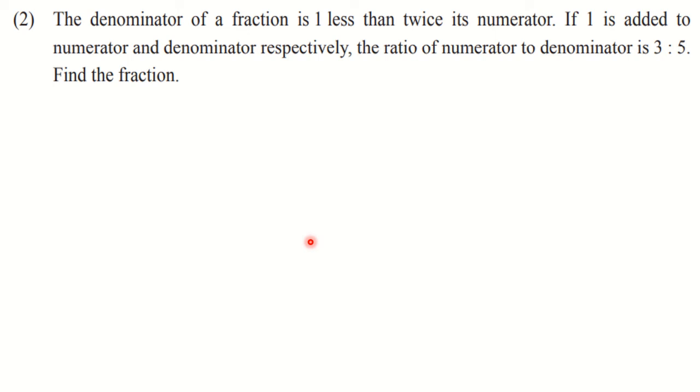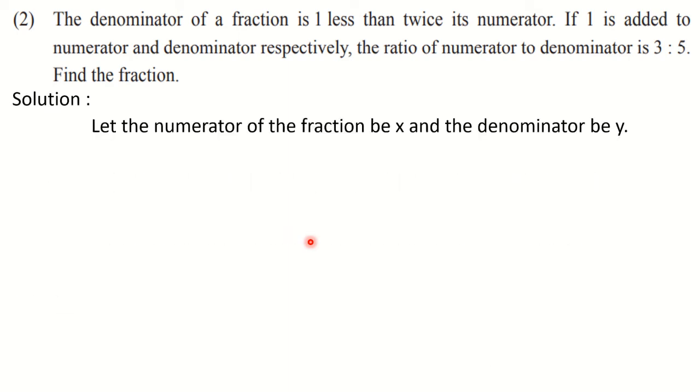Okay. So our first step is assigning the variables to the quantities, which are here numerator and denominator. So what we are going to write? Let the numerator of the fraction be x and the denominator be y. Now from this we can write down the required fraction as x upon y, which we want to find. Okay, we have to find this fraction. So for that we have to find the value of x and the value of y. Then we can write down the fraction. Okay, so let us make use of the conditions.